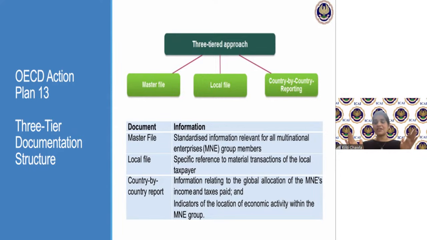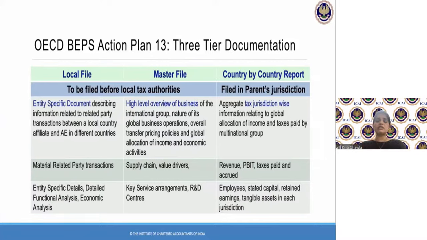So now this particular document is going to say, wherever you have operations, what is the level of operations that you're doing there. If you say this is the amount of tax that you're paying in USA, it's telling them that you have operations in USA, and this is the amount of tax. So there is a lot of exchange of information that happens because of having something called a country by country report. So what I've done is I've summarized the three-tier documentation structure out here.